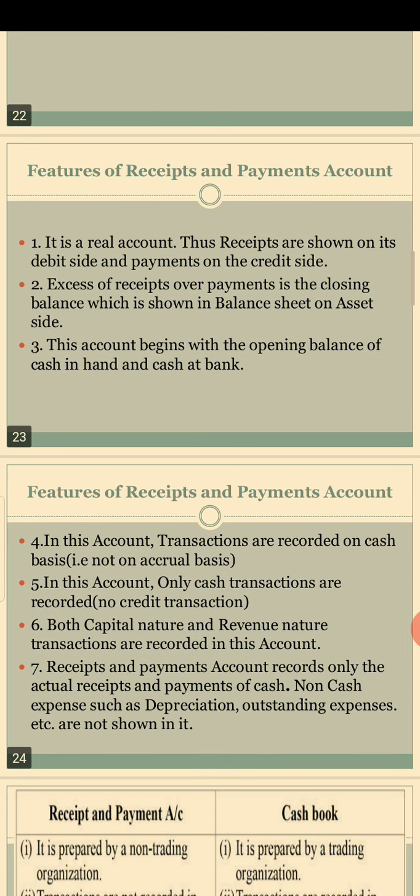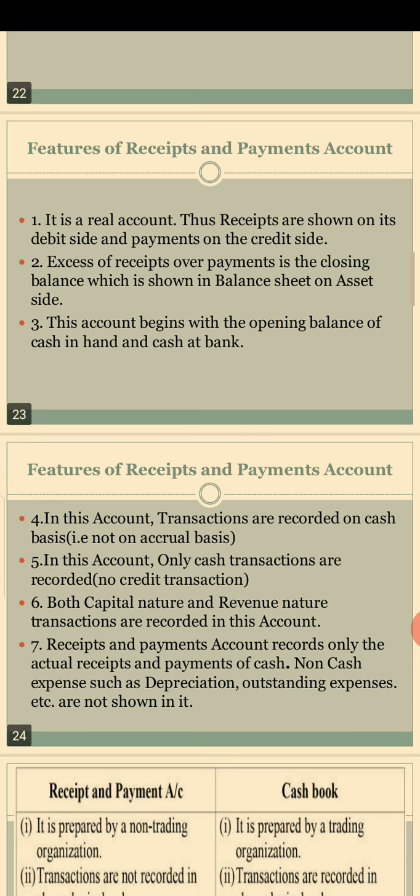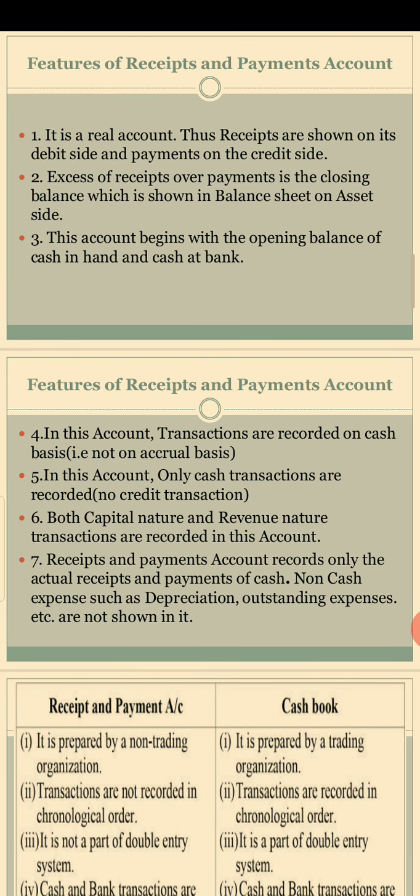payment account. And point number 2, excess of receipt over payment is the closing balance which is shown in the balance sheet of asset side. I mean the excess of receipt over payment shows the closing balance and the closing balance shows in the balance sheet on asset side. And point number 3, this account begins with opening balance, and opening balance of cash in hand and cash at bank, and ends with also closing balance just like a cash book.